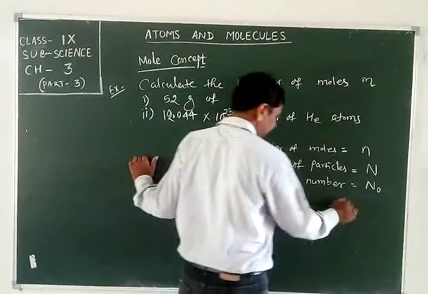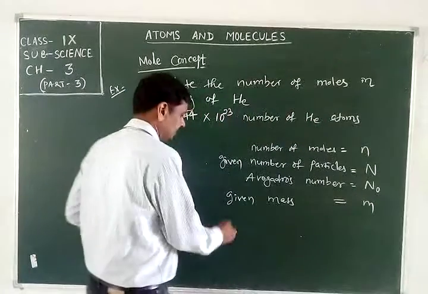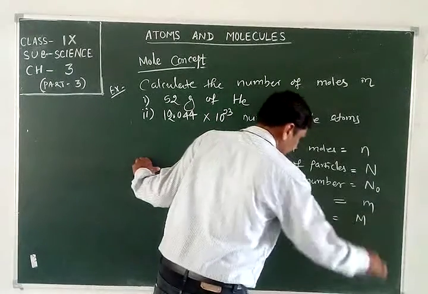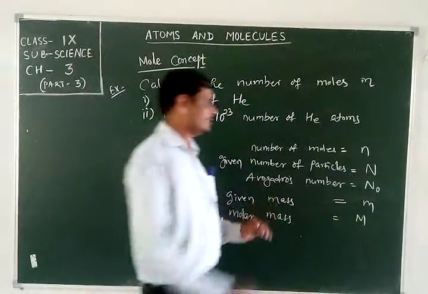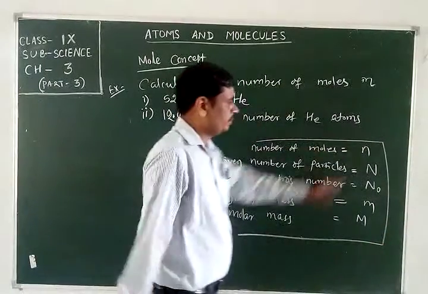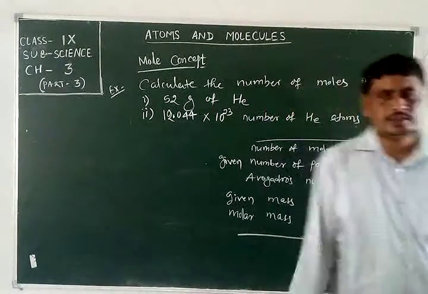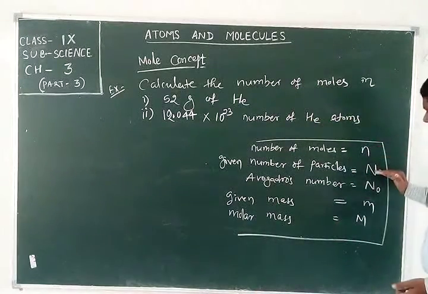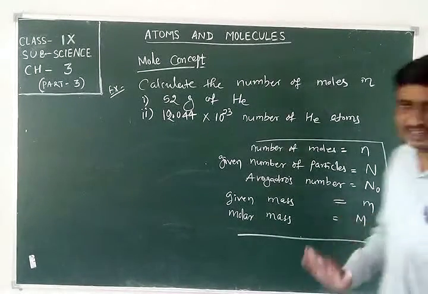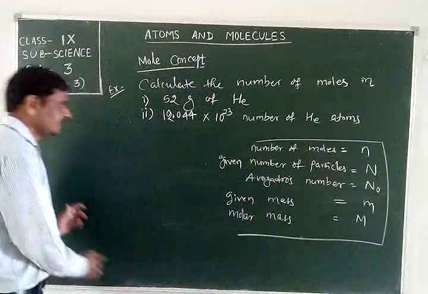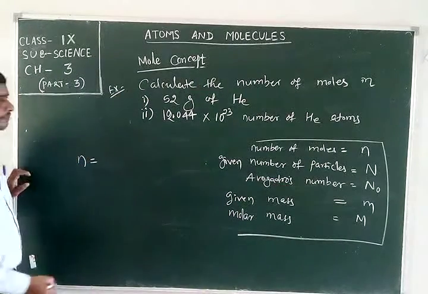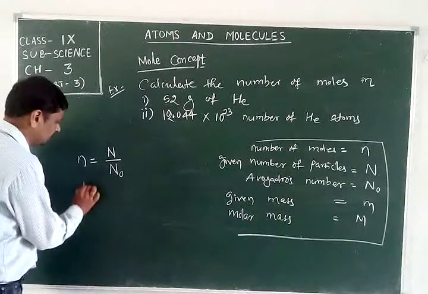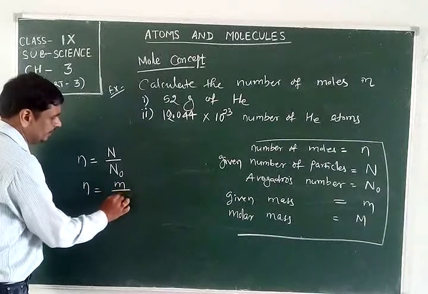Given mass is small m and molar mass is capital M. We use only these 5 symbols to handle this type of numericals based on mole concept: small n, capital N, N0, small m and capital M. Here the relation is number of moles is equal to given number of particles by Avogadro's number, and also number of moles can be derived as given mass by molar mass.